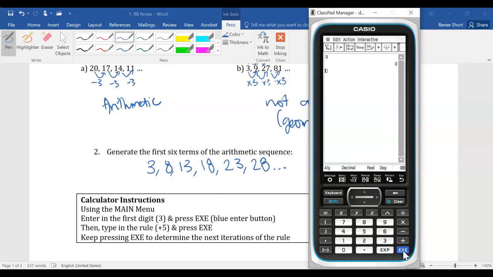Now what we're going to do is type in the rule. So we knew we were adding 5, so we're going to press plus 5, and you'll see that comes up with Ans plus 5, and if I press that blue EXE button again, it gives me 8. Now if I keep pressing that blue button, it'll keep adding 5 on for me. So it keeps repeating the rule, doing that recursion process over and over. And so I've had 3, then 8 is my second term, 13 is my third, 4th, 5th, 6th. And so I can see then that my first 6 terms are those ones that we've already written down there, but I can pop that in my calculator quite easily.